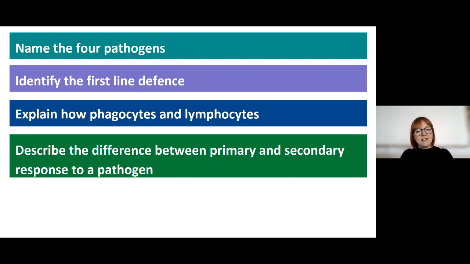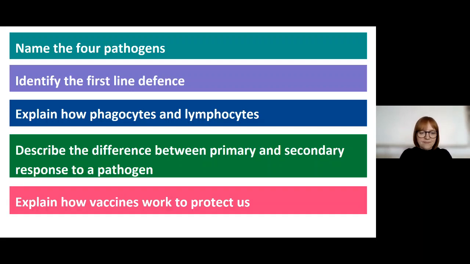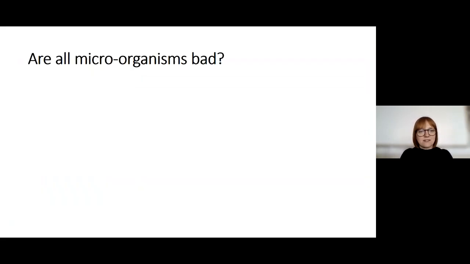So if we get ill the first time, and this is the first time we've ever had any response to that pathogen, what does our body do to respond? And then if we were to be exposed to the same pathogen a second time, how is it different? And finally, we're going to look at how vaccinations work, what is a vaccine, and how they actually work to protect us. Okay, so let's get started.